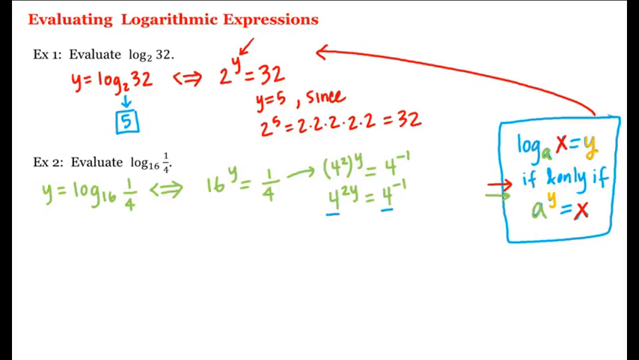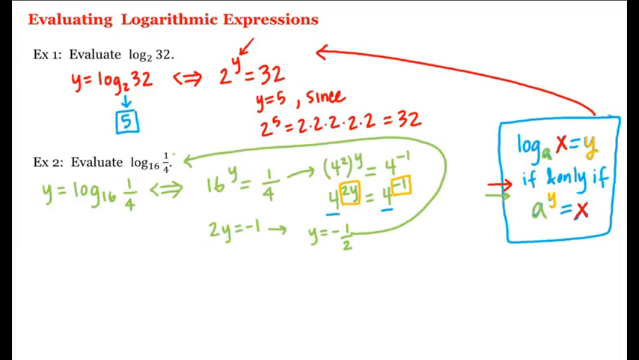And now these bases are equal, which means these exponents are as well, which is a direct result from the fact that exponential functions are 1 to 1. That is, 2y is equal to negative 1, or dividing both sides by 2 gives us that y is equal to negative 1/2, which would be our answer here. That is, log base 16 of 1/4 is equal to negative 1/2.